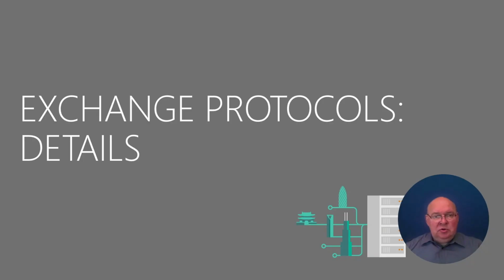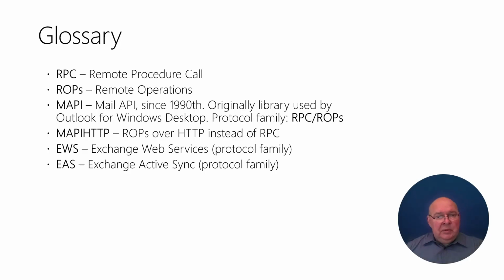Okay, let's talk about Exchange protocol details. Glossary. RPC is remote procedure call, network term. ROPS, remote operations, this is Exchange term. MAPI, mail API used by Outlook and supported by protocol family RPC ROPS. MAPI HTTP is transport layer, where HTTP is used instead of RPC to transfer remote operations. EWS is Exchange Web Services protocol family, and EAS is Exchange Active Sync protocol family.